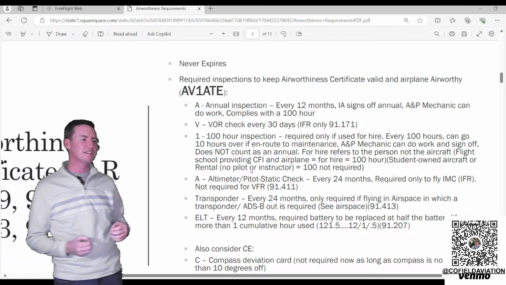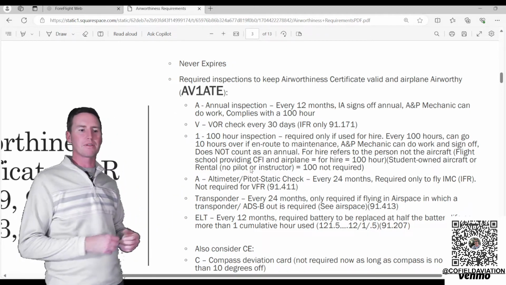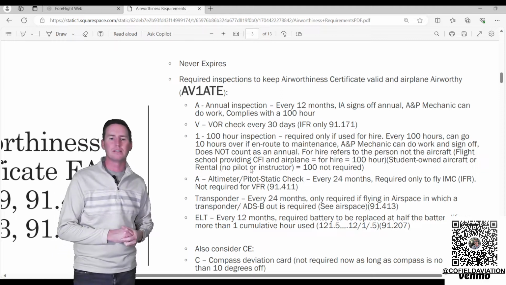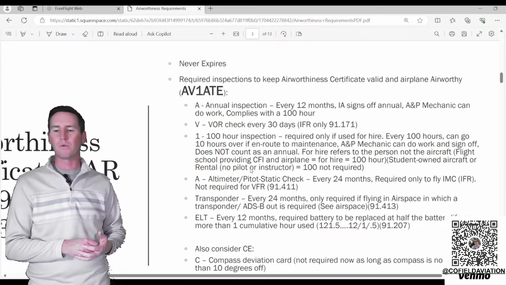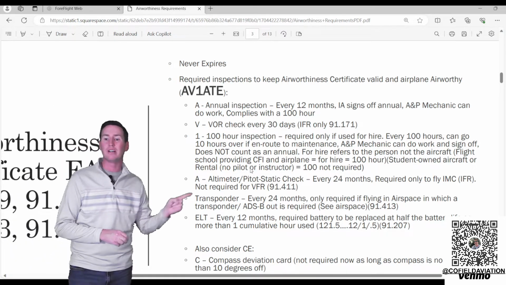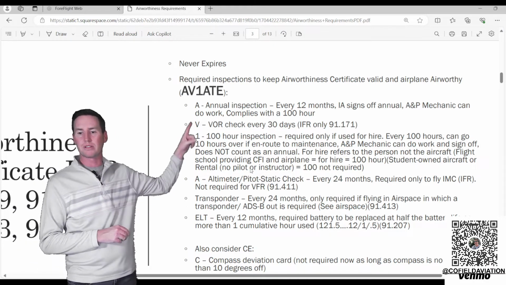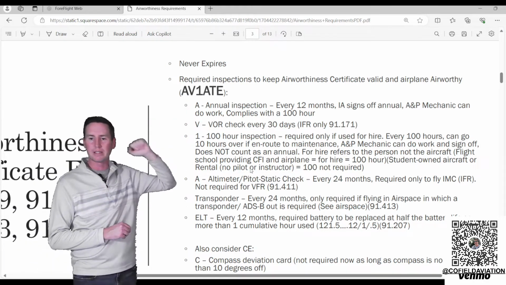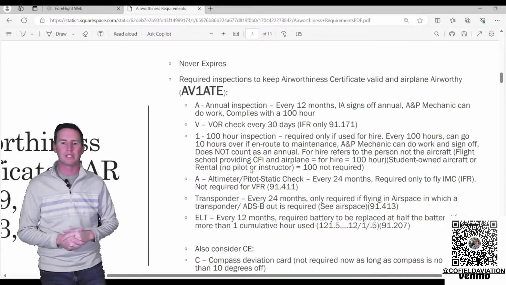An IA is kind of like additional training where they have the authority to sign off the annual. They are the responsible person, if you will, for the annual inspection. The annual inspection does comply with a 100-hour inspection, which is what we'll talk about in just a second, which is that one right there. But annual inspection every 12 months, pretty simple there.